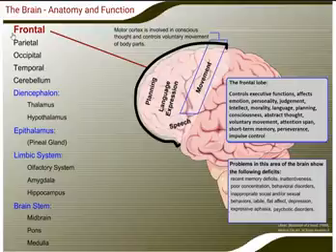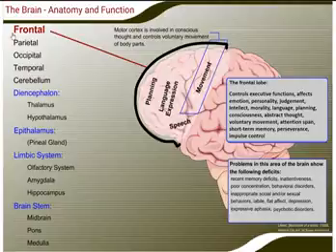The frontal lobe also contains the motor cortex. The motor cortex is an area of the frontal lobe involved in the control of voluntary movements of body parts.